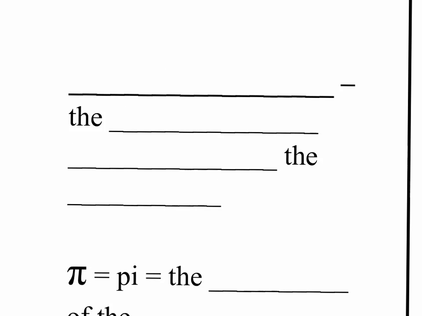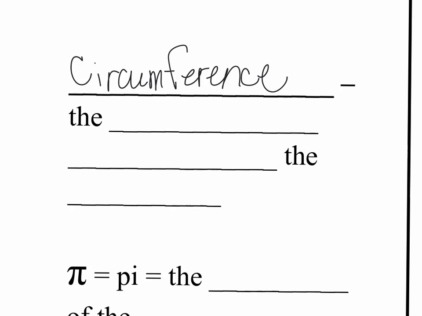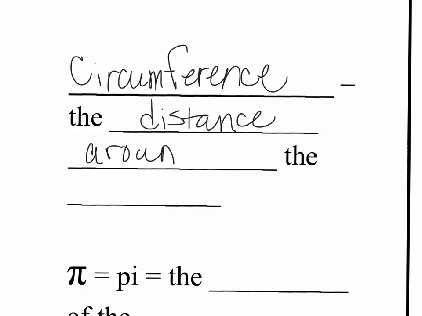The next vocabulary is circumference, which is the title of our lesson. The circumference is the distance around, that's the outside edge, around the circle.